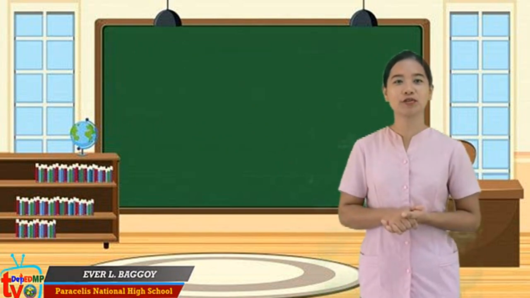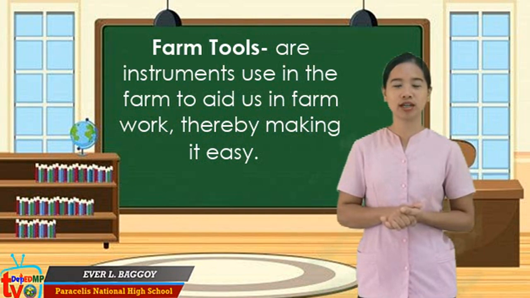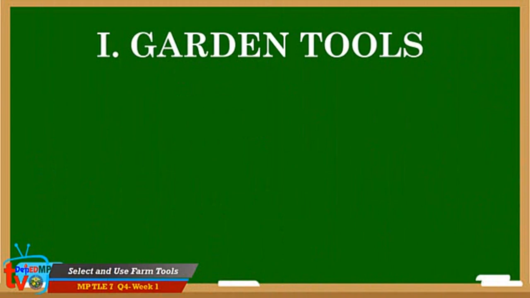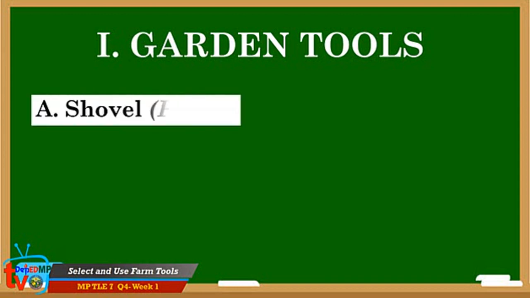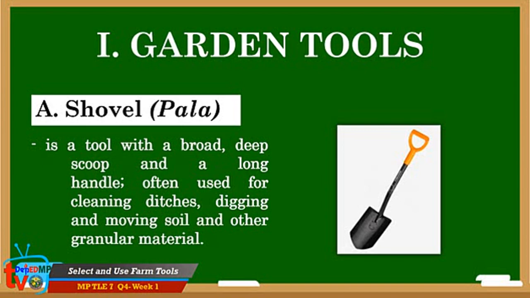Number 3, farm tools. Farm tools are instruments used in the farm to aid us in farm work, thereby making it easy. The first part of our discussion is about garden tools. When we say garden tools, these are small and light tools which are commonly used in farming and in gardening. First, we have the shovel or pala in our dialect. It's a tool with a broad deep scoop and a long handle, often used for cleaning ditches, digging and moving soil and other granular materials.